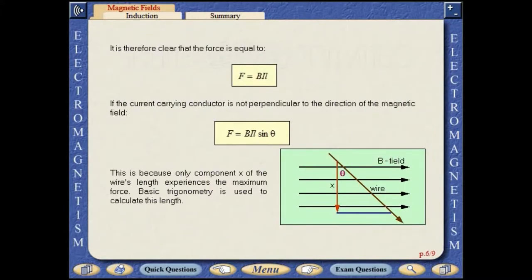Only component X of the wire's length experiences the maximum force. Basic trigonometry is used to calculate this length.